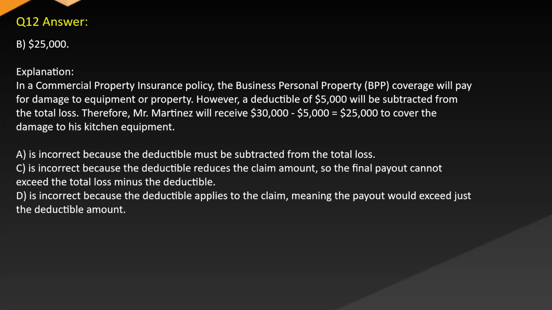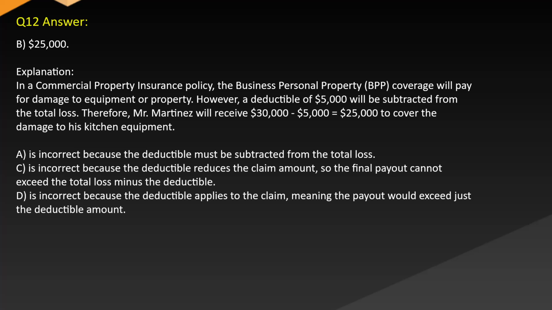Answer. B. $25,000. Explanation. In a commercial property insurance policy, the business personal property (BPP) coverage will pay for damage to equipment or property. However, a deductible of $5,000 will be subtracted from the total loss. Therefore, Mr. Martinez will receive $30,000 minus $5,000, which equals $25,000 to cover the damage to his kitchen equipment.